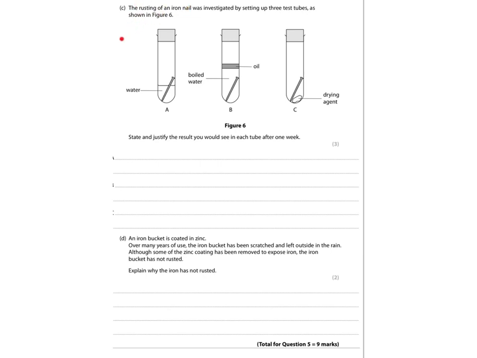So the question's asking us what's going to happen in each one in relation to how rusted, if it's going to rust. So in the first one we've got water, and we've also got air. Now air contains oxygen, so we've got oxygen and water, and that's what you need to rust. So A will rust. We can see B has water and has oil covering the water, so no oxygen can get to the water. So all the nail is surrounded by is water, but there's no oxygen, so it won't rust. And over here in C, there's lots of oxygen in the air around the nail, but there's no water because all the water is going into the drying agent, so there's no water. So again, C won't rust.